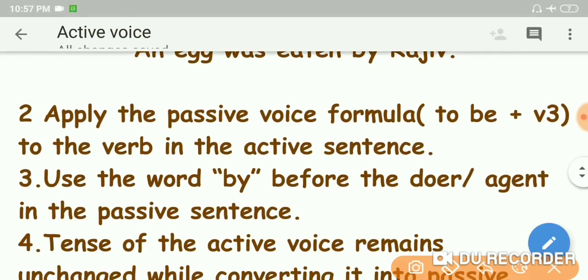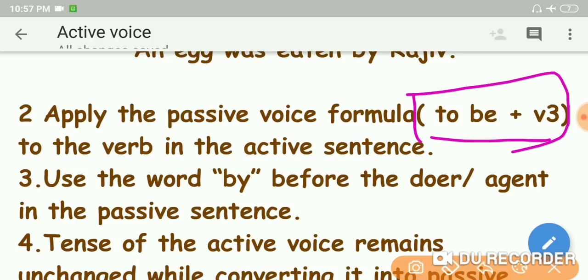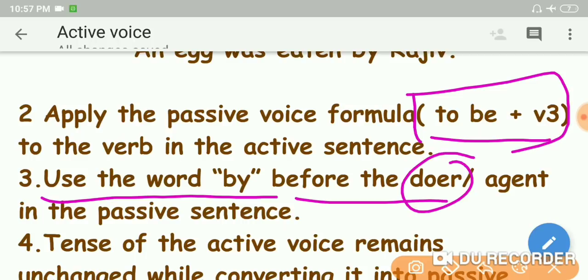The second one is to apply the passive formula. What is the passive formula, my dear friends? The formula is to be plus V3. If you want to call any sentence a passive sentence, there must be a to be plus V3. Based on the tenses, we use different types of to be verbs and the V3 form of the verb. At the same time, use the word by before the doer. The doer is also called the agent. That means before the agent in passive voice, we must use by, my dear friends.